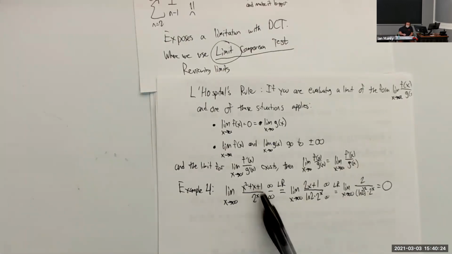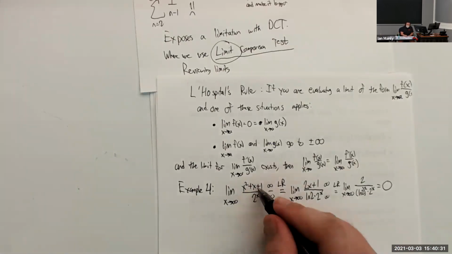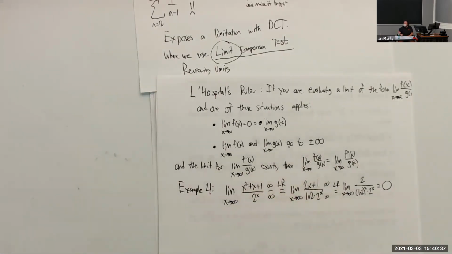Another way we could have done this is we could have invoked the hierarchy of functions. Remember we talked about that a few classes ago. Polynomials go to infinity more slowly than exponentials do. So if you have them kind of competing in a limit like this, where one's in the numerator, one's in the denominator, then if the bigger one's in the denominator, you're going to get 0. So that's kind of another way you can see this.